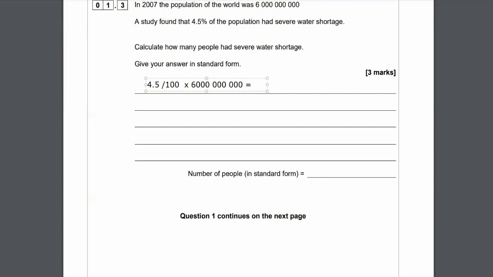You can do it like this, 4.5 divided by 100 times 6 billion. You're going to get 27 with a load of zeros. That's 7 zeros to be precise. Don't forget that they want the answer in standard form. That's the third mark. So it's going to be 2.7 times 10 to the power of 8. Now, there are alternative methods to finding out what 4.5% of 6 billion is.